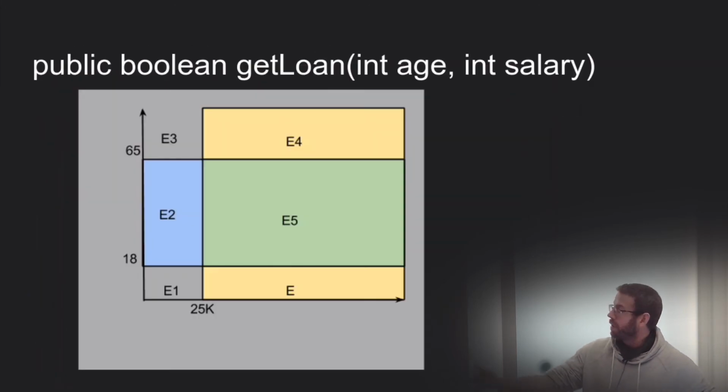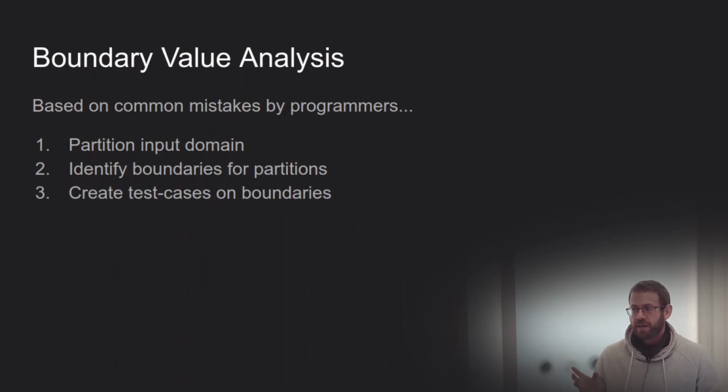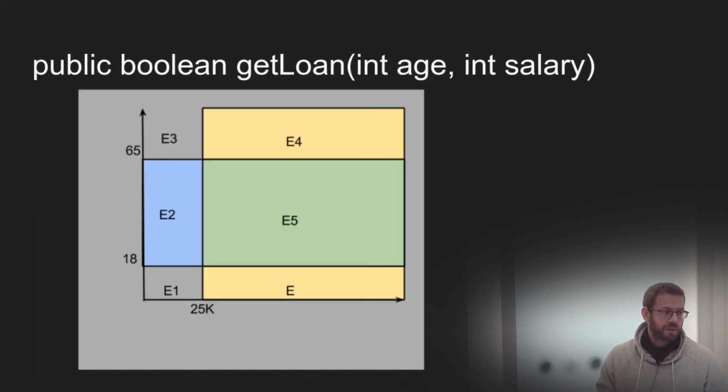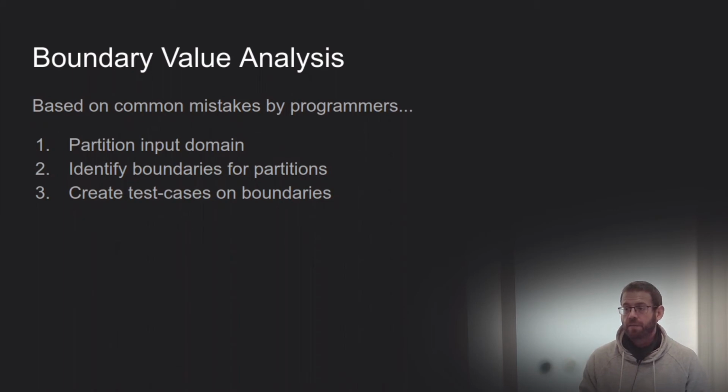Okay, this was part of the equivalence partitioning thing. You probably heard about this before. Then we have boundary value analysis. And this is based on, I'm not going to call it a fact, but the belief that programmers often make mistakes on the boundaries of these partitions. So it's quite common to use the wrong number or the wrong comparison operator. It's a common error. So for that reason, we create test cases on the boundaries of these partitions.